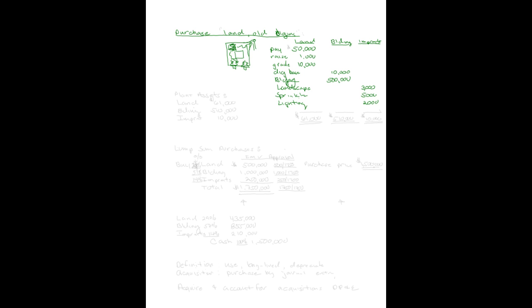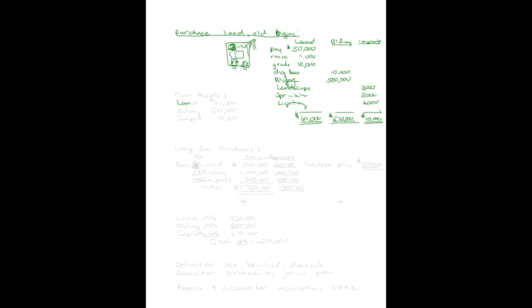How much should get put in the cost of the land? How much should get put into building? And how much should get put into land improvements? By the time we had suffered all of these costs, our land would be $61,000. The cost of our building would be $510,000. And the cost of our improvements would be $10,000. We would capitalize these costs onto the balance sheet.